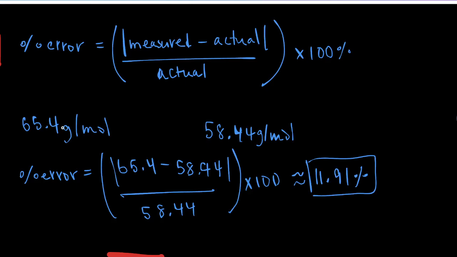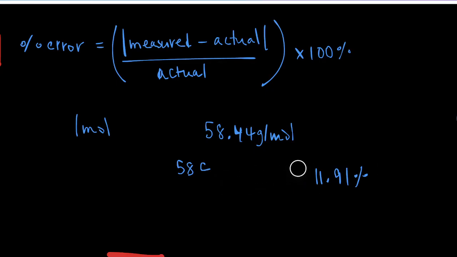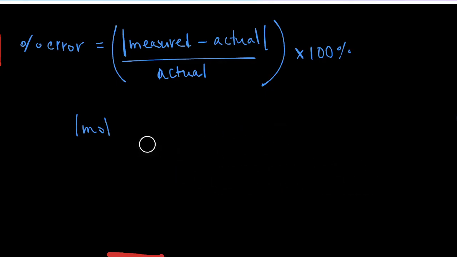Now before we end the video, let me quickly go over some common errors that students tend to make with percent error. Number one is using the measured value in the denominator, right? Mixing up the formula is obviously the number one way you can make a mistake. If you use the wrong formula, you'll get the wrong answer. So remember that at the end, you're dividing by the actual. It's the absolute value of measured minus actual divided by actual.